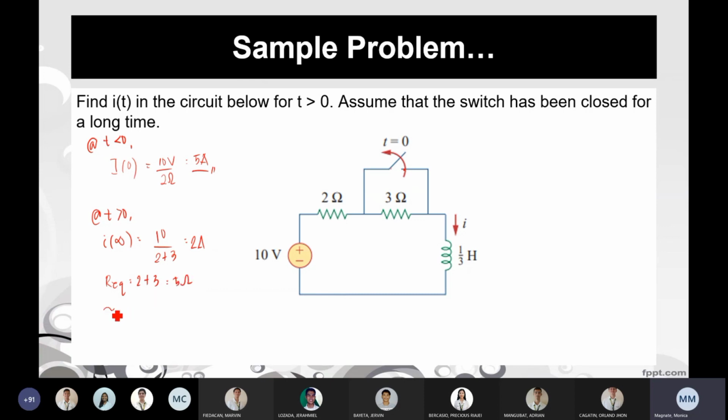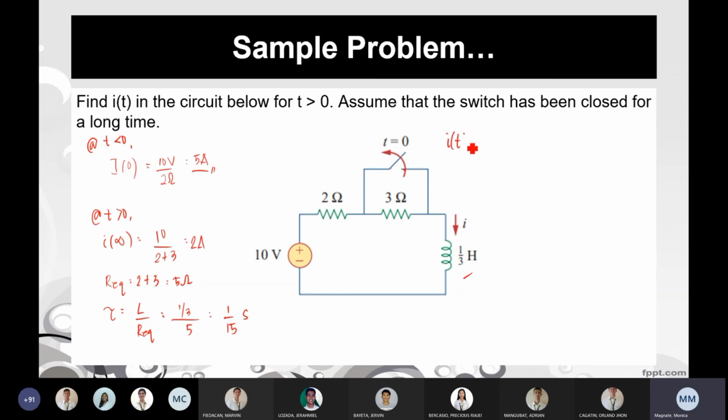Then, yung time constant, tau is L over Req. L natin, 1/3, over R equivalent natin ay 5. So, we have 1 over 15 seconds.